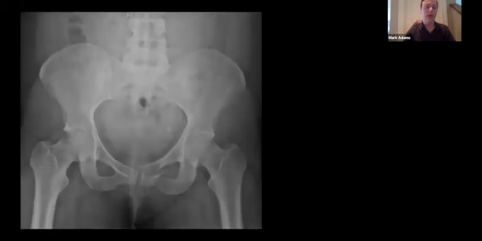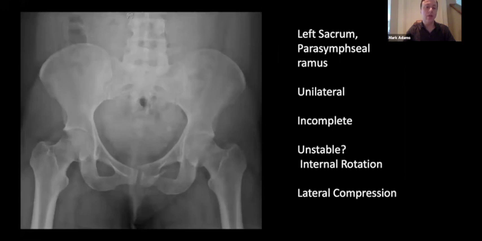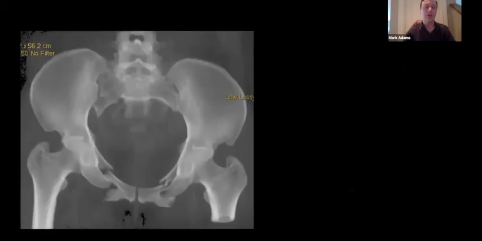This patient has unilateral injuries to the left sacrum and parasymphyseal ramus, which are incomplete, with internal rotation of the left hemipelvis. Discernment of instability in this injury pattern that warrants operative treatment will be discussed in an upcoming lecture. This is in the LC category, and these patients are at higher risk for head injuries. We see an increasing amount of displacement, deformity, and instability in this patient that was T-boned, creating this lateral compression injury.